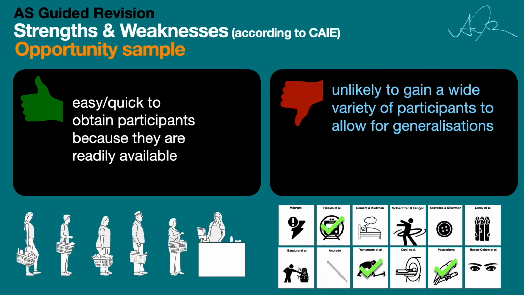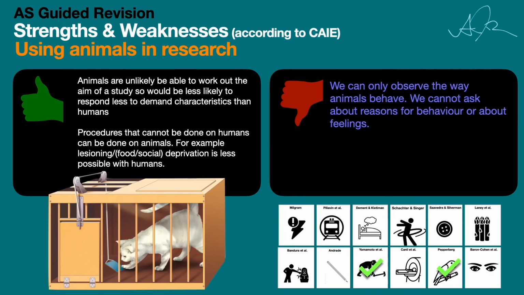Okay, let's talk a little bit about animals. So what's so good about using animals in research? Well, we assume that animals can't really work out the aim of a study. They don't know why we're looking at them. Maybe some people give animals more credit for being more aware or intelligent than most people think, but for the most part, we assume they're pretty naive. And there are certain things that we cannot do on humans because the ethical guidelines for humans are much more strict than they are for animals.